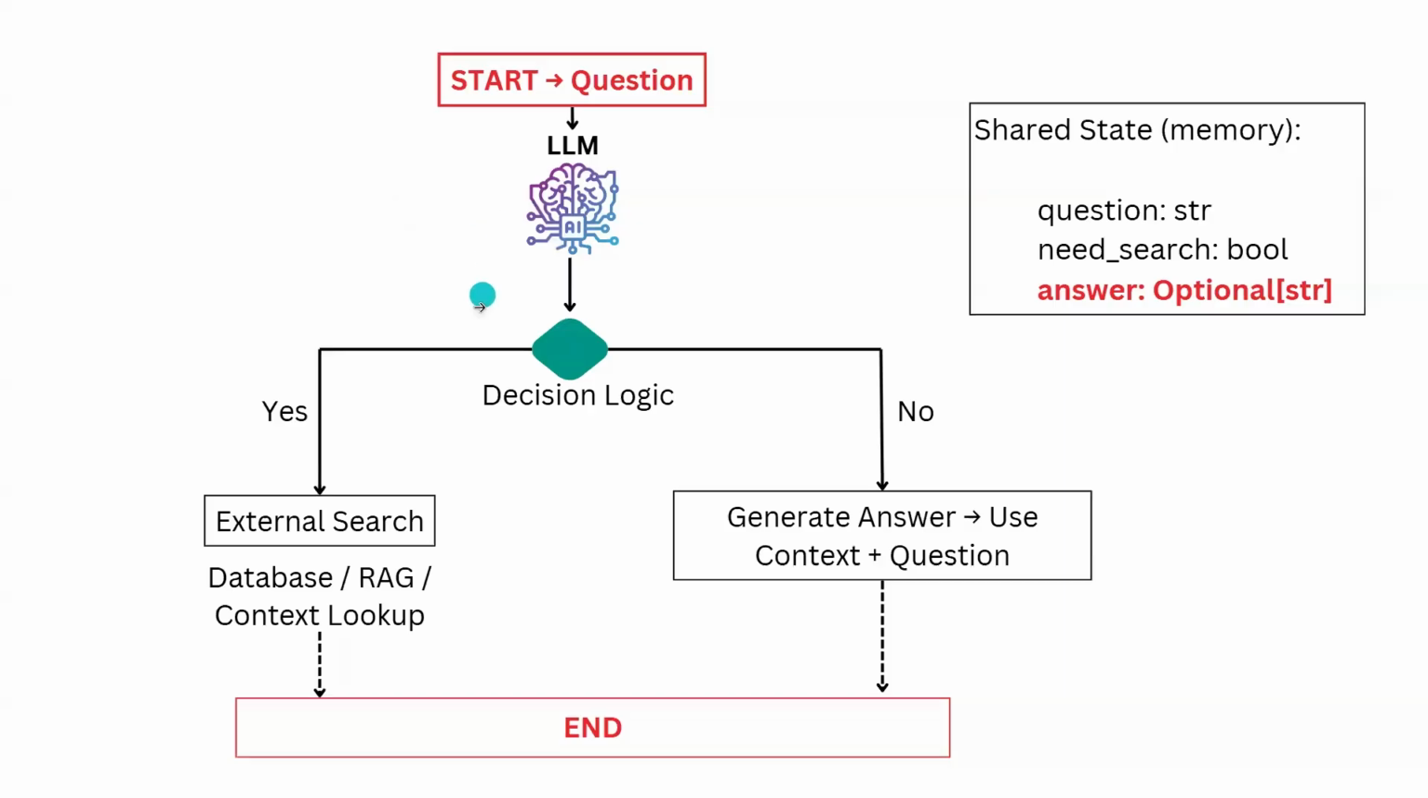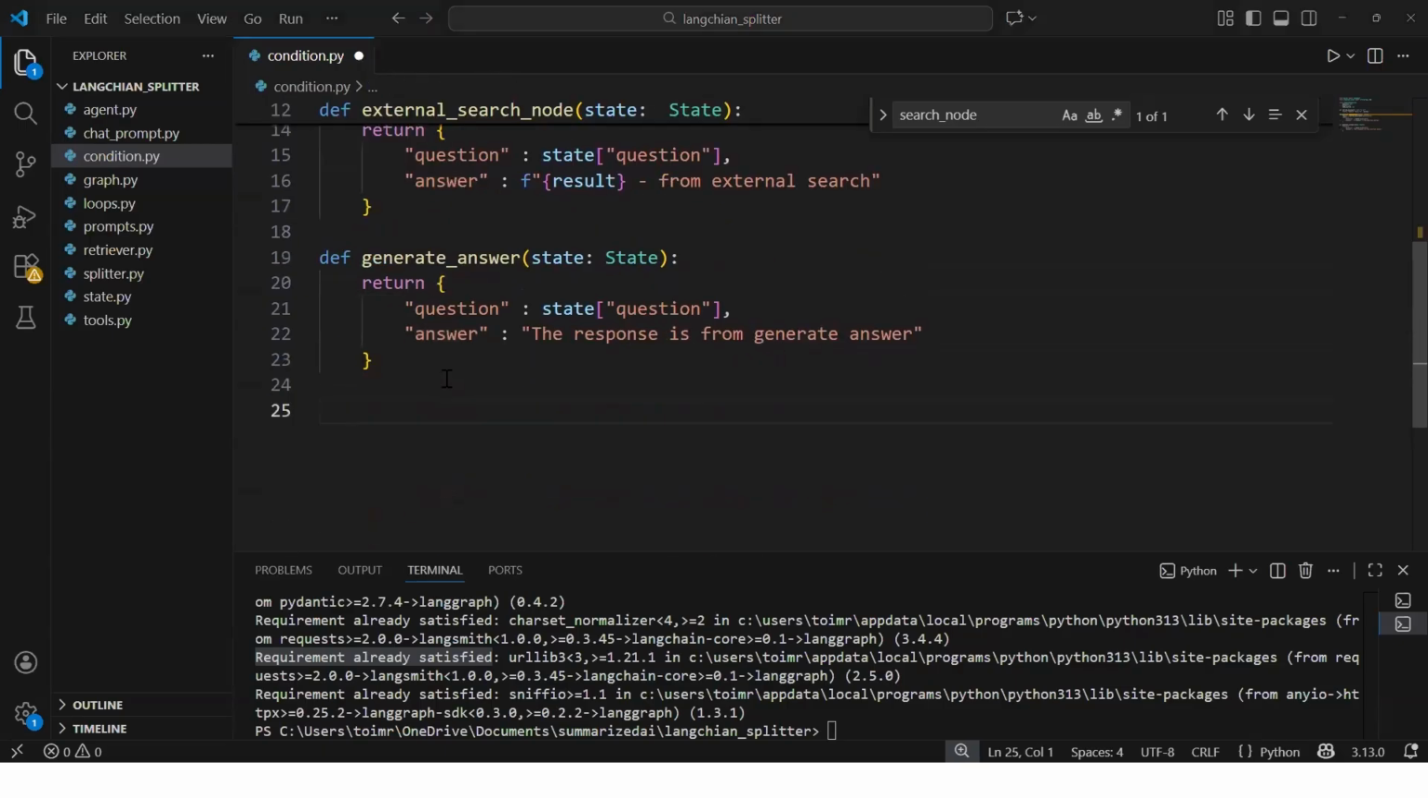Okay, so let me go back to my graph and explain things again, where we are and what we are doing. We have created this particular node here, external search, and external search is calling the search tool. And the second node we have created just now is generate answer. So we have these two nodes available with us. Now we have to create a graph and this decision node or the decision logic, which will decide either to go on the external search or go on the generate answer. So let's go back and define the node logic.